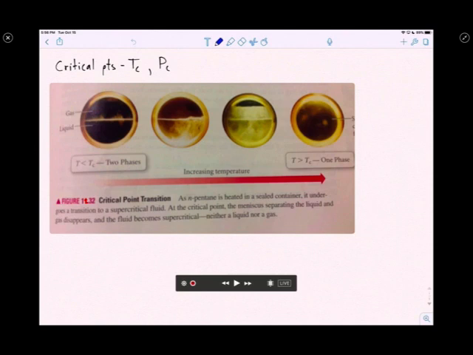Okay, so here's the last recording for this chapter. I start off talking about critical points, so critical temperature, critical pressure. So what is this critical point?